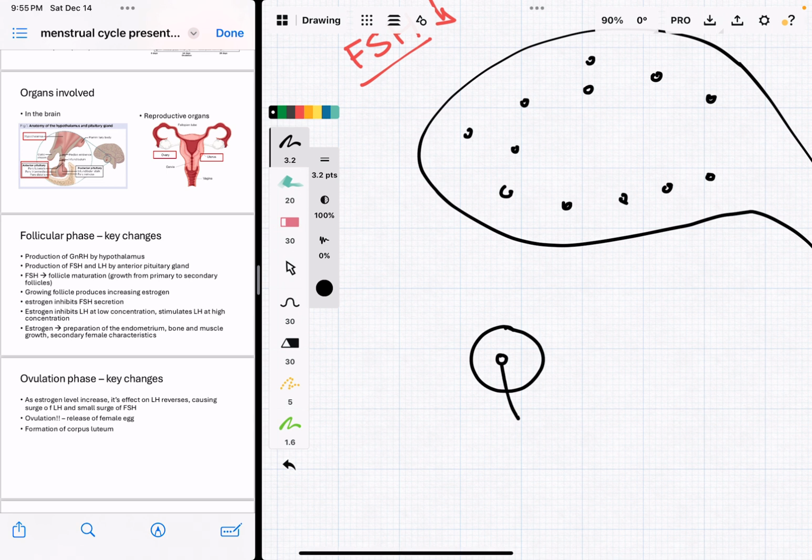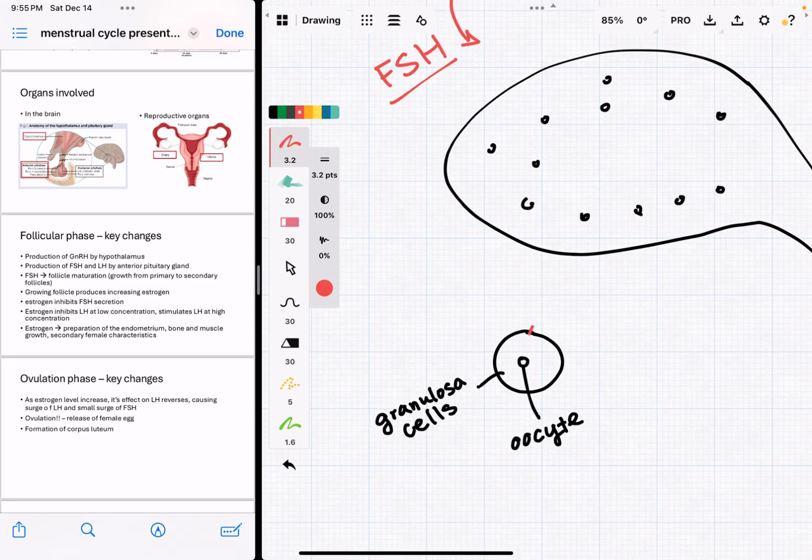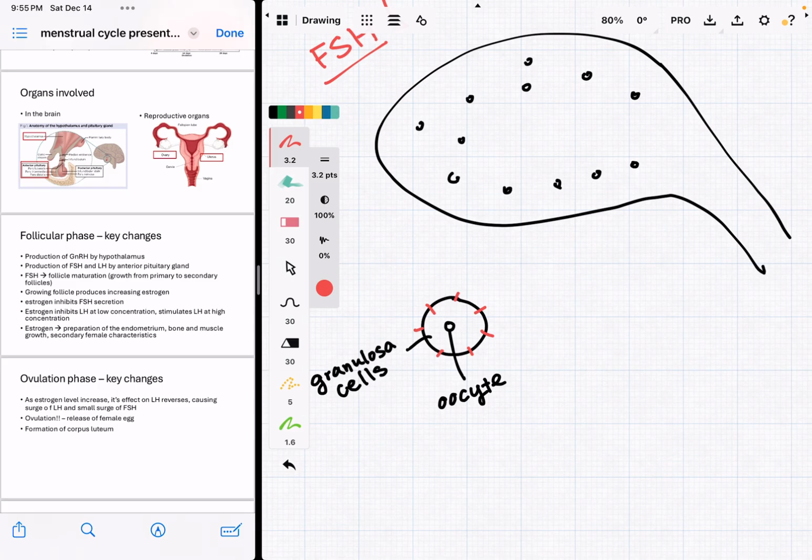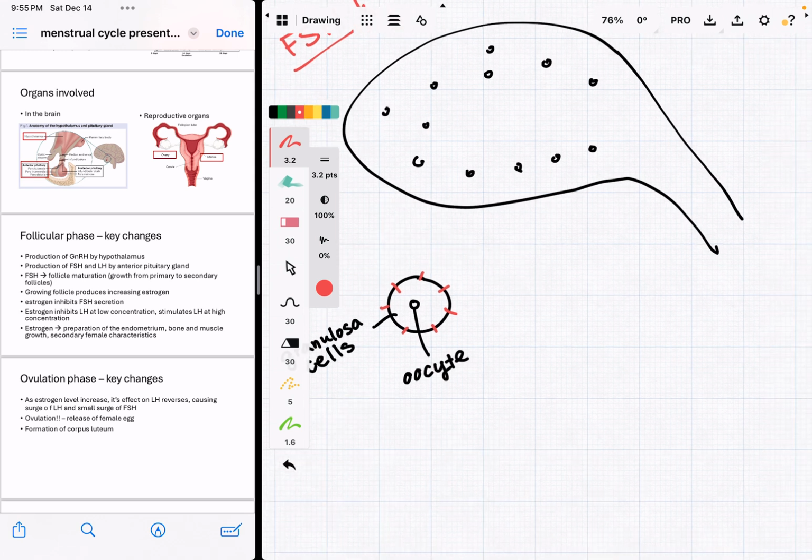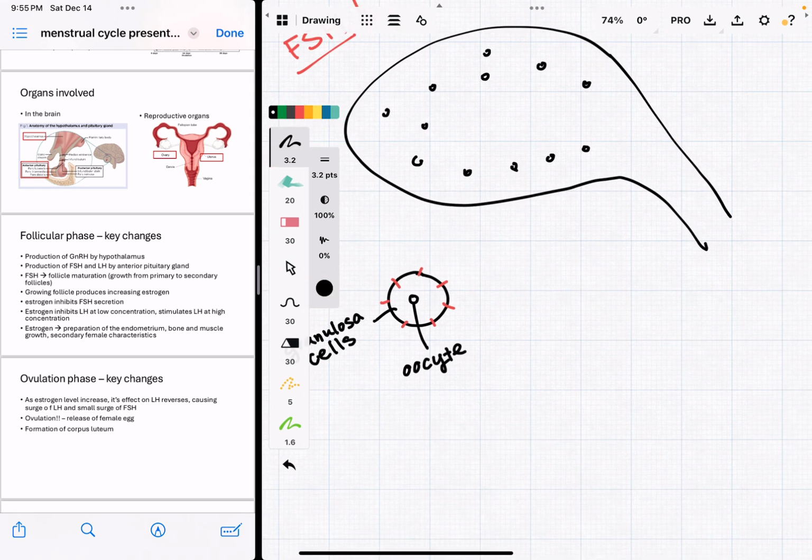In the middle, we're going to have an egg, which is also called an oocyte. And around it, we're going to have a lot of granulosa cells, which are cells that support the oocyte. And the FSH receptors are going to be located on these granulosa cells. Therefore, the larger an ovarian follicle is, and the more granulosa cells it has, the more FSH receptors there are going to be on this follicle.